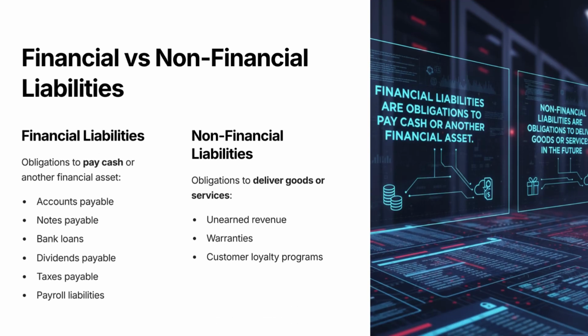Now that we understand what makes a liability current, let's explore the types, financial versus non-financial. Think of this as two categories of promises your business makes. Financial liabilities are obligations to pay cash or another financial asset. Non-financial liabilities are obligations to deliver goods or services in the future. Examples of financial current liabilities include accounts payable, notes payable, bank loans, dividends payable, taxes payable, and payroll liabilities. Examples of non-financial liabilities include unearned revenue, warranties, and customer loyalty programs.